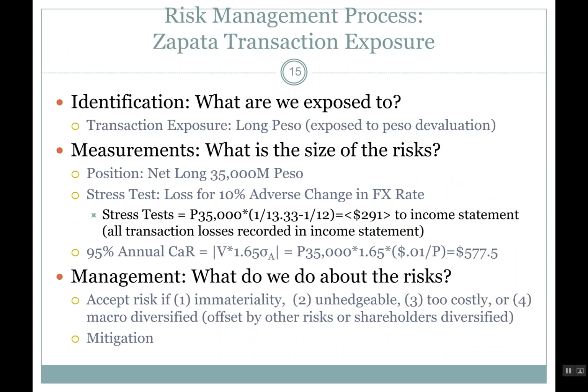All right, so what are we exposed to? We're long the peso. How much? We're going to receive 35,000 pesos. Receive. This is not paper gains and losses. We're going to wind up selling 35,000 pesos and receiving dollars this year. So we're going to wind up being long 35,000 pesos. The exchange rate changes 10%. We could lose $291 million. If I take that 35,000 pesos times the 1.65 standard deviations, there's a 5% chance we lose $577 million or more.